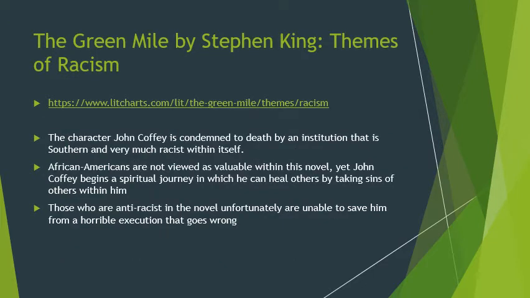Okay, then we have The Green Mile, and just briefly, of course, it's Stephen King. So there's a character, John Coffey, in this novel, and he is condemned to death. So he's condemned to death by an institution that is Southern and very much racist within itself, and that is still racist today. African Americans are not viewed as valuable within this novel.